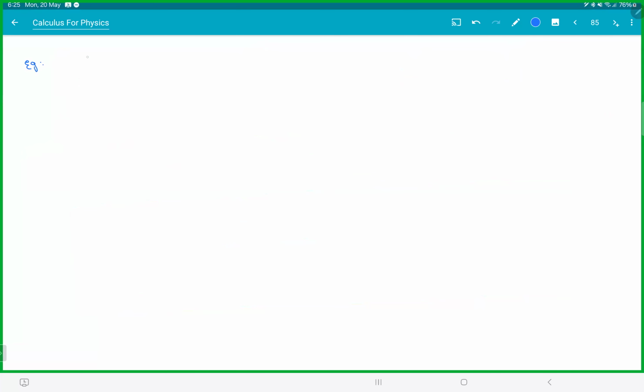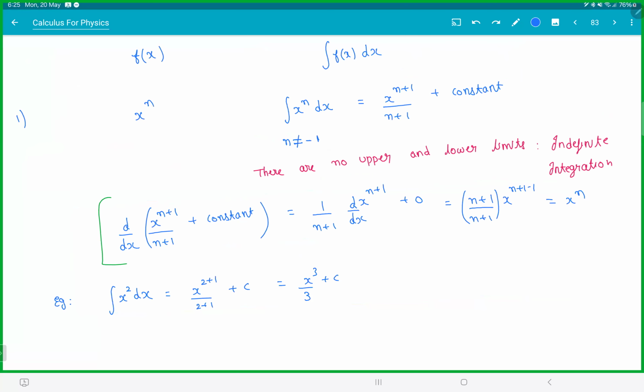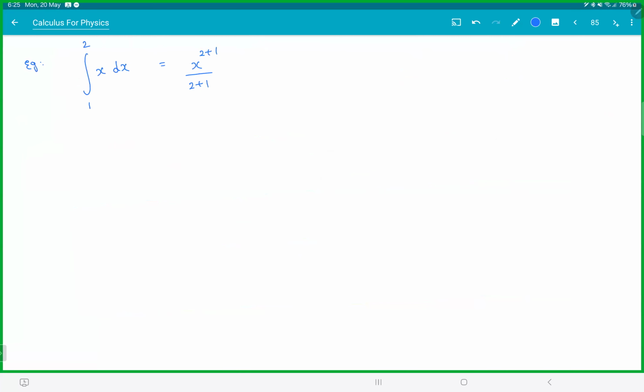So example, if someone asks you integral x square dx from 1 to 2. So this is n is equal to 2. The formula is x power 2 plus 1 by 2 plus 1. Did I use already x square? Yes, I did use. So let's use x cubed. x power 3 plus 1 by 3 plus 1. Limits 1 to 2. So basically x power 4 by 4, limits 1 to 2.